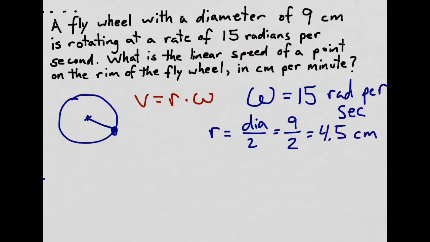And so the radius would be 4.5 centimeters. Well, with those two values in hand, we can apply them to the formula here, and so we get that velocity is 4.5 centimeters times 15 radians per second.